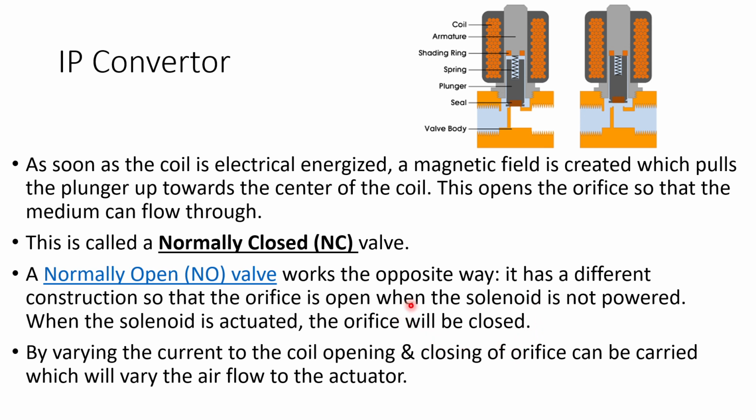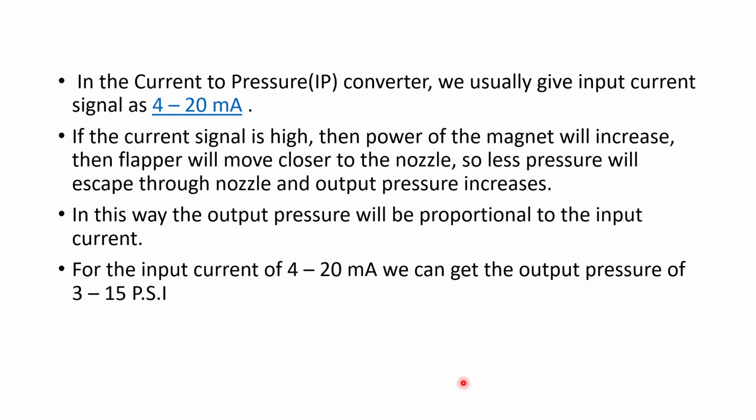In a normally open or NO valve, it works in the opposite direction. It has a different construction so that the orifice is open when the solenoid is not powered, and when the solenoid valve is actuated, the orifice will be closed. By varying the current to the coil, opening and closing of the orifice can be carried out, which will vary airflow to the actuator.